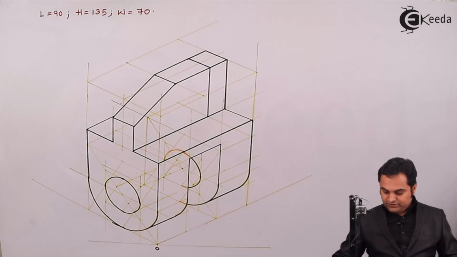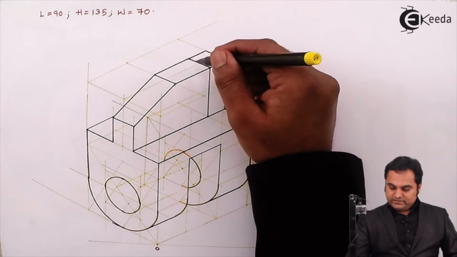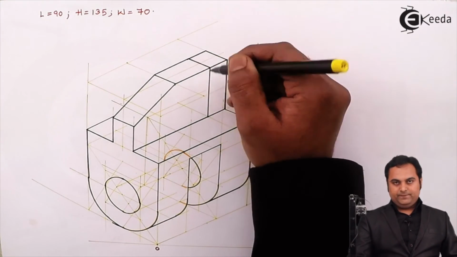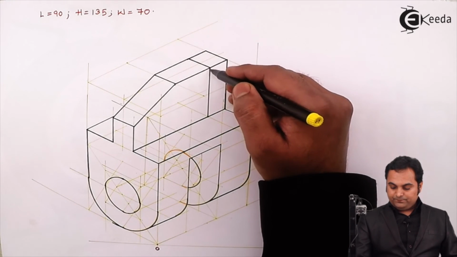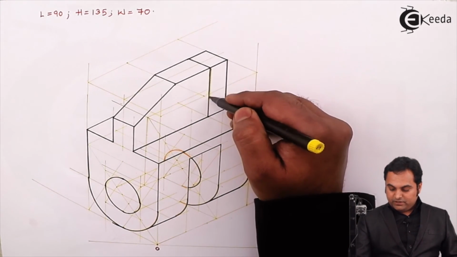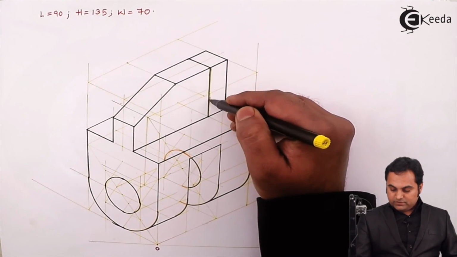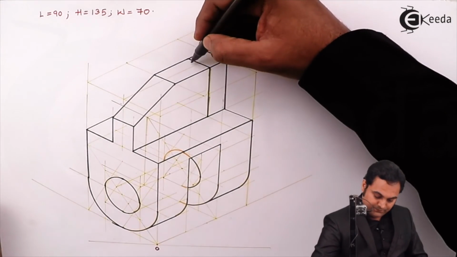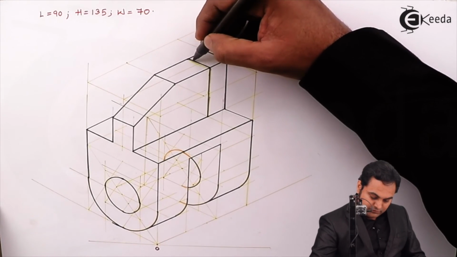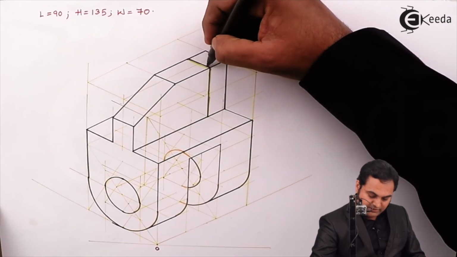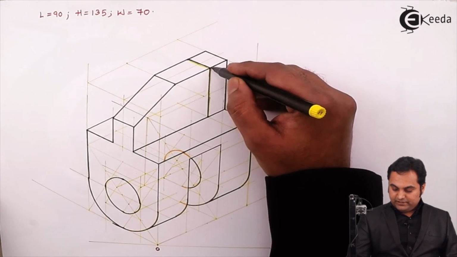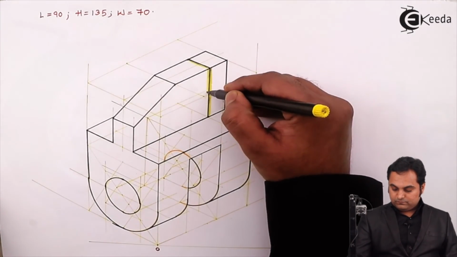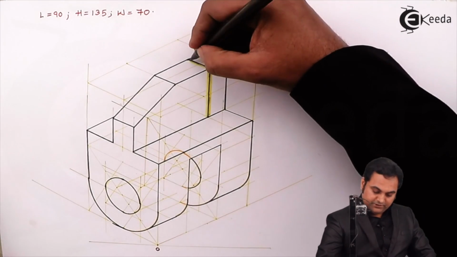Next, after reaching here, this line is not there, which is looking dark. Actually, this should be a light line, so I'm just making it light. It is not part of this drawing. This line should have been light because the actual line is at this location, so this has to be light. This line should be eliminated completely.